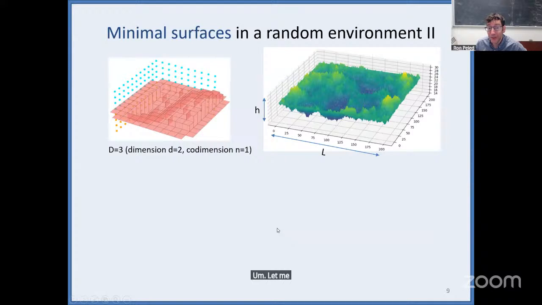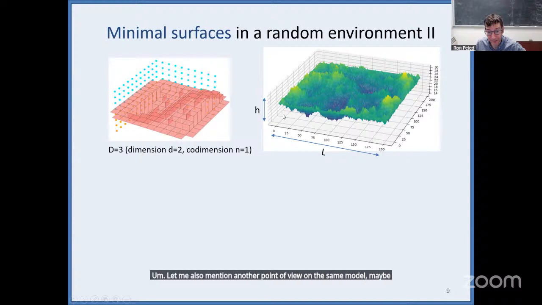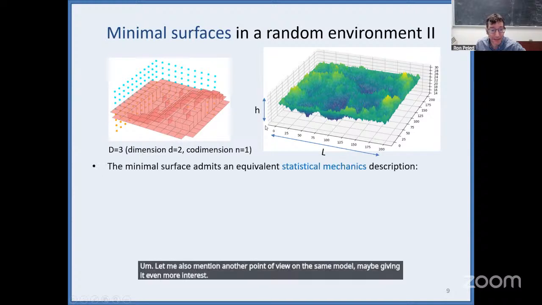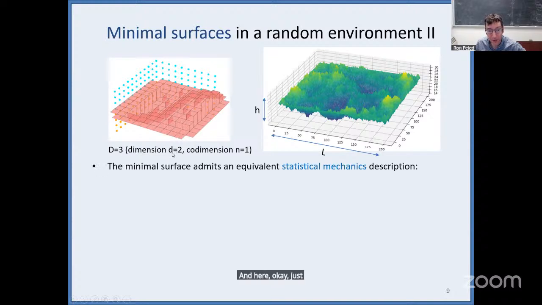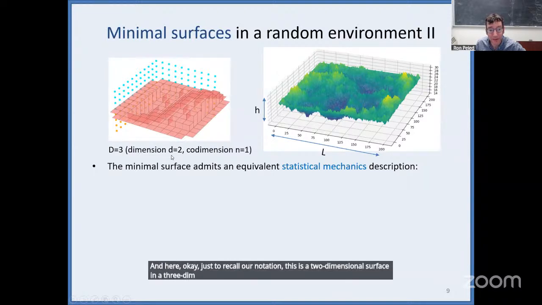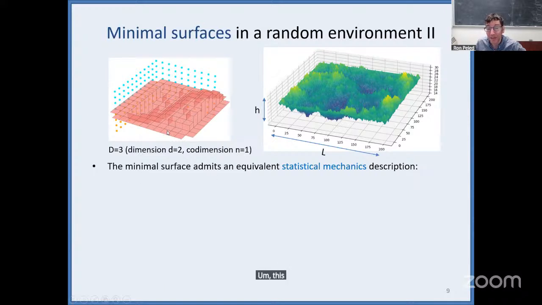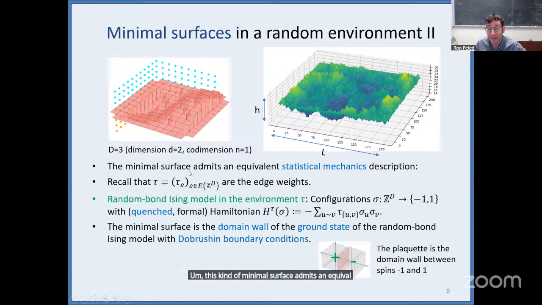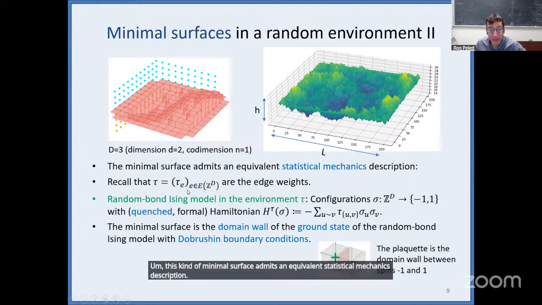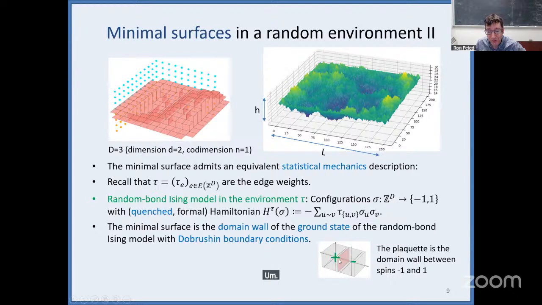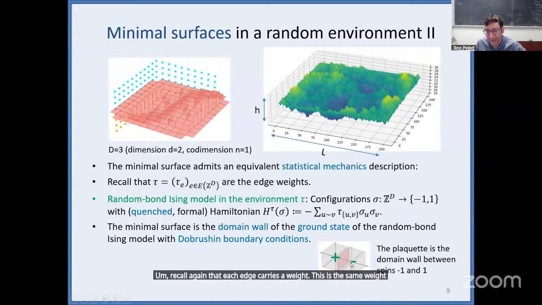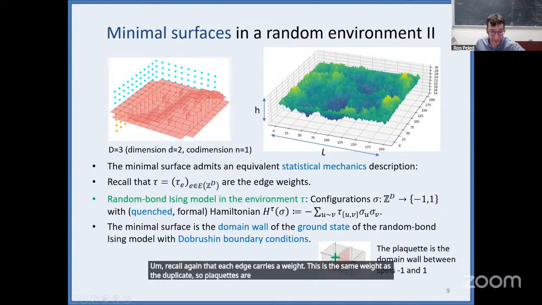Let me also mention another point of view on the same model, maybe giving it even more interest. And here, just to recall our notation, this is a 2-dimensional surface in a 3-dimensional space. So little d is 2 and little n is 1. This kind of minimal surface admits an equivalent statistical mechanics description. Recall again that each edge carries a weight. This is the same weight as the dual plaquette. So plaquettes are like rotations of edges in 3 dimensions.